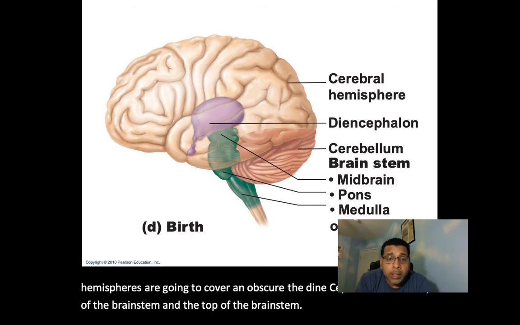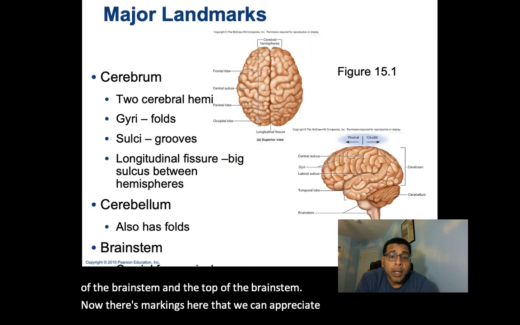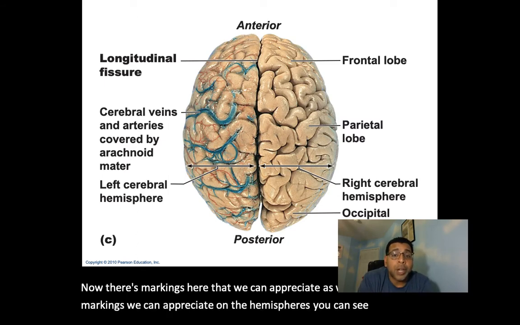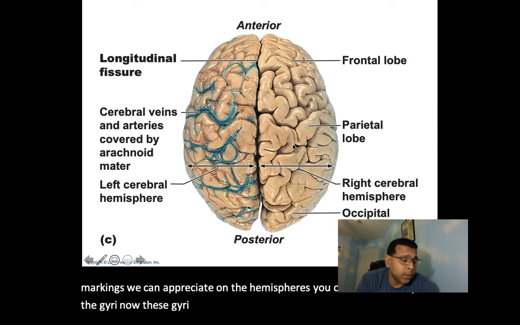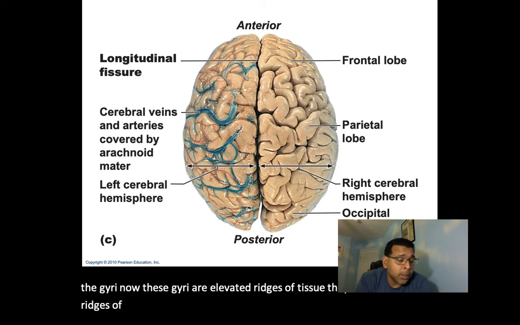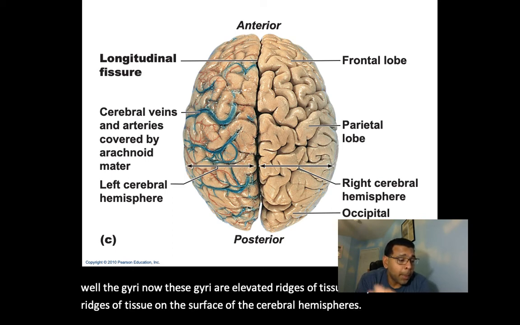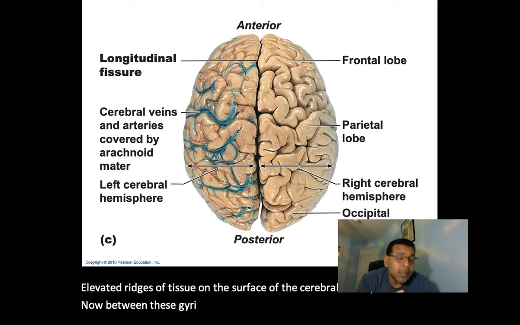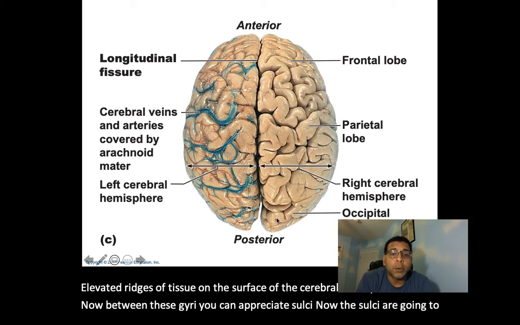Now there are markings we can appreciate on the hemispheres. You can see here very well the gyri. These gyri are elevated ridges of tissue on the surface of the cerebral hemispheres. Between these gyri, you can appreciate sulci. The sulci are shallow grooves.